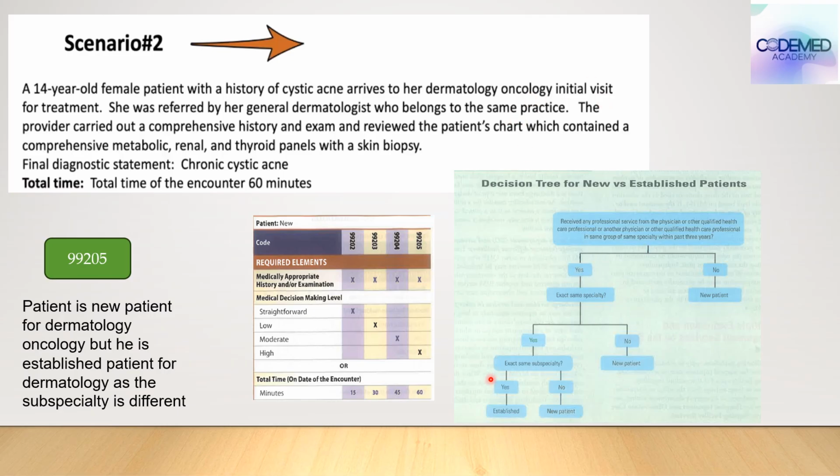Always use this tree in order to find out. So now what is the information? She is a new patient, and the time is 60 minutes. So if I put that data, I will know what's the answer, and the answer is 99205. Kindly check the table for that.